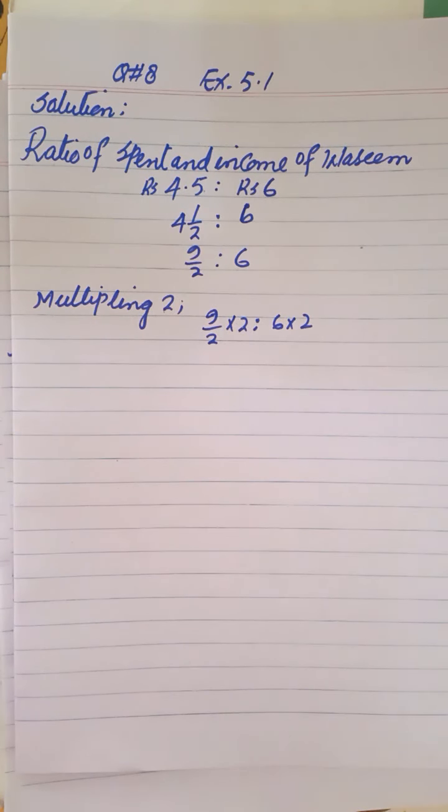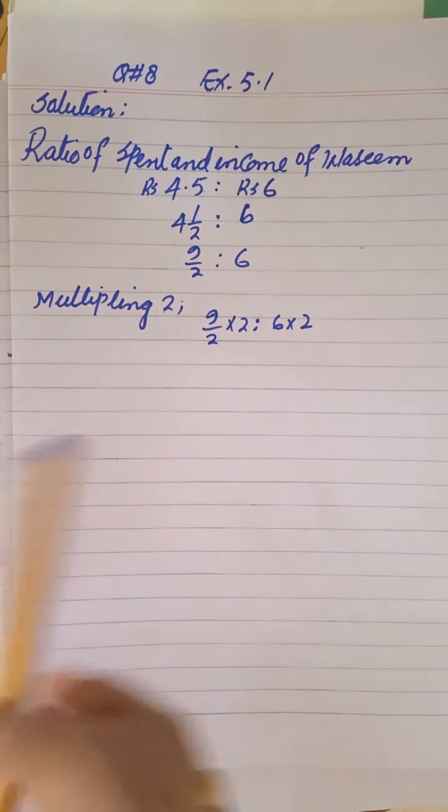Now see exercise 5.1 question number 8. In question number 8, they are saying Wasim spent rupees 4.5 out of rupees 6 and Naseem spent rupees 8 out of rupees 12. Who spent less? They are giving us the income and spend of two persons, Naseem and Wasim, and they are asking who spends less, means कौन कम खर्च करता है इसमें से.